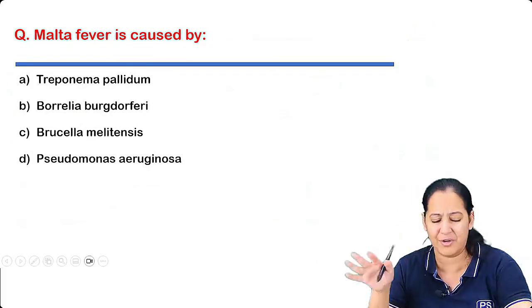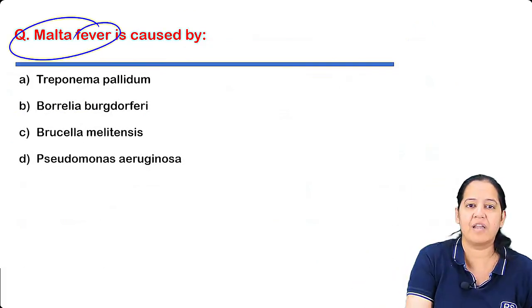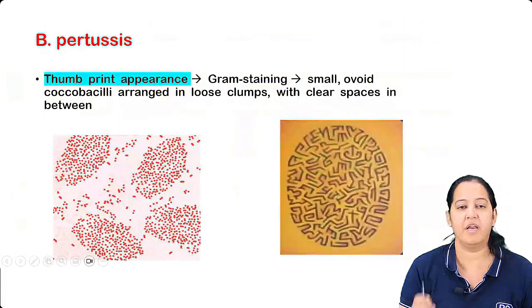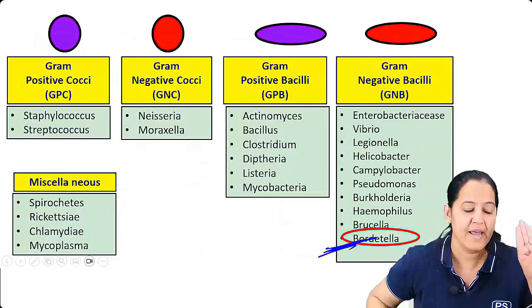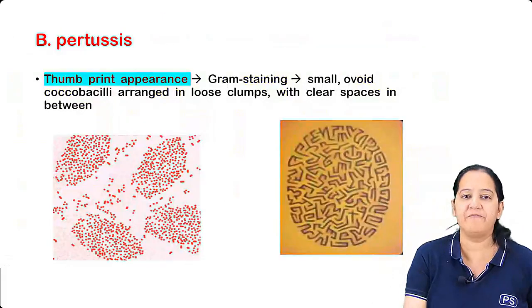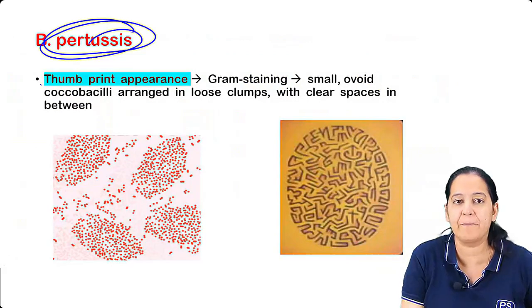Not many questions come from Brucella. So Malta fever is caused by Brucella. Nothing important. And the last one is Bordetella. It will cause whooping cough. Bordetella, you have to remember the appearances. There are 3 appearances in Bordetella. The first appearance in Bordetella is thumbprint appearance.